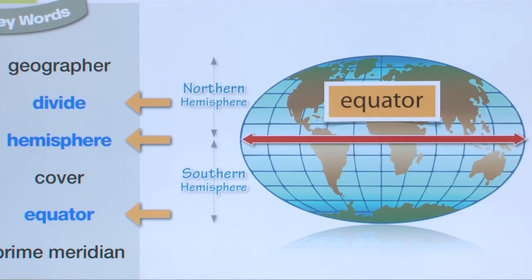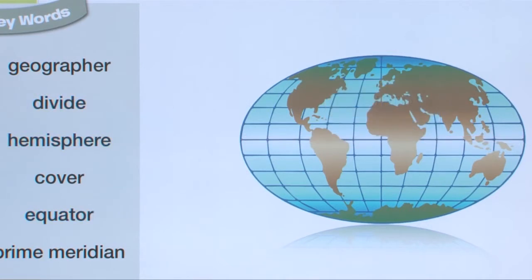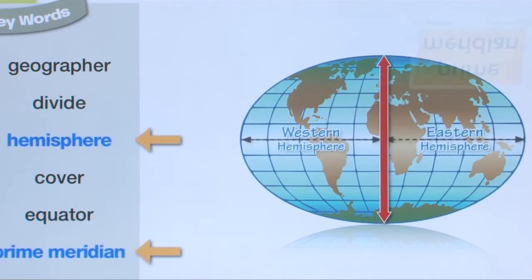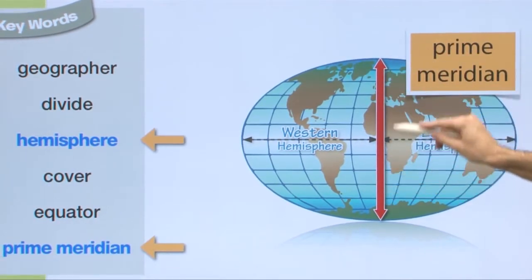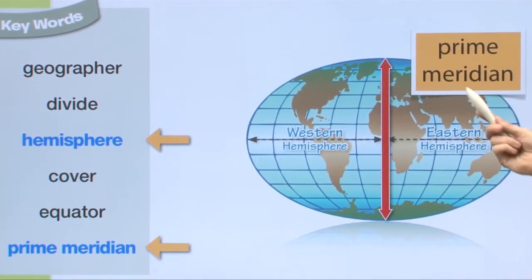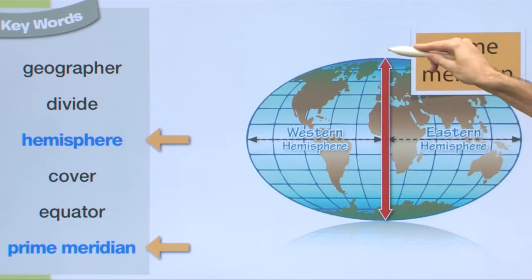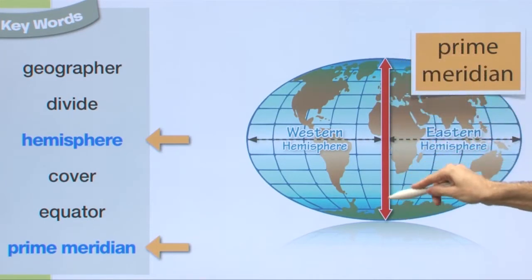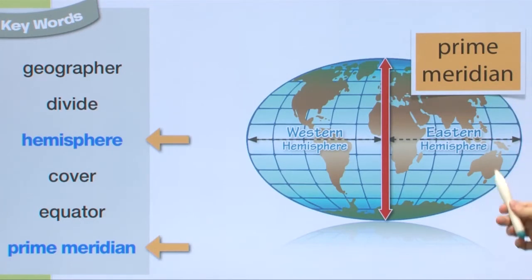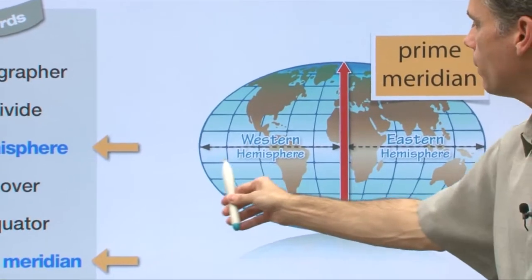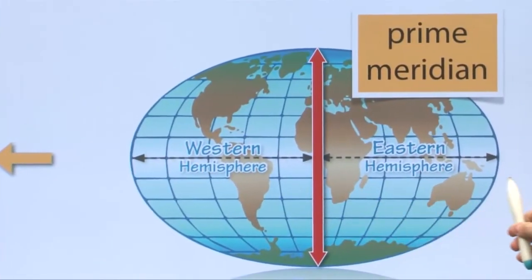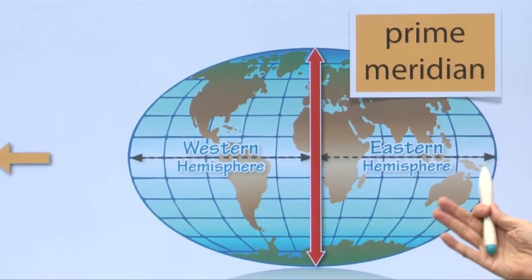All right? Now, let's take a look at another imaginary line. Again, hemisphere, but now this line right here, it goes through England. Do you remember England? Now this line, it goes through a certain place in England. It's called the prime meridian. Now this divides the earth into the western hemisphere and the eastern hemisphere. And that's what geographers do.